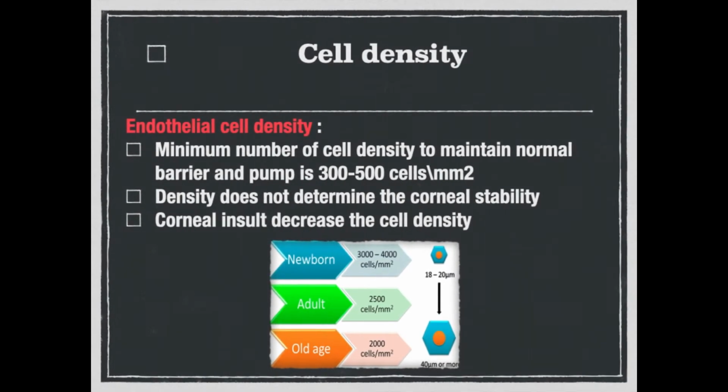Cell density. The minimum number of cells to maintain the barrier function and the pump function is per millimeter square. Density does not determine the corneal stability. However, corneal insult decreases the cell density. Normally, the newborn has about 3,000 to 4,000 cells per millimeter square. The adult has between 2,500 and 3,000 cells per millimeter square. Old age has 2,000 plus or minus 200 cells per millimeter square.